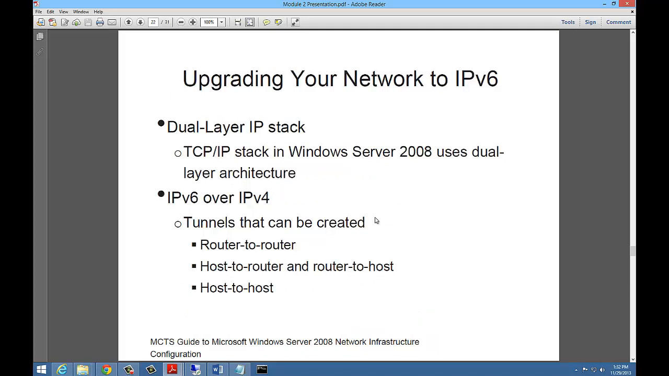Dual layer IP stack. The TCP/IP stack in Windows Server 2008 uses a dual layer architecture. You'll read more about that in your book. 6 to 4 tunnels can be created: router to router, host to router, router to host, and host to host. So there are different ways you can create these tunnels in order to communicate from version 6 hosts to version 4 hosts. You'll see that many routers and switches already have this capability built into them, and now the server does as well.